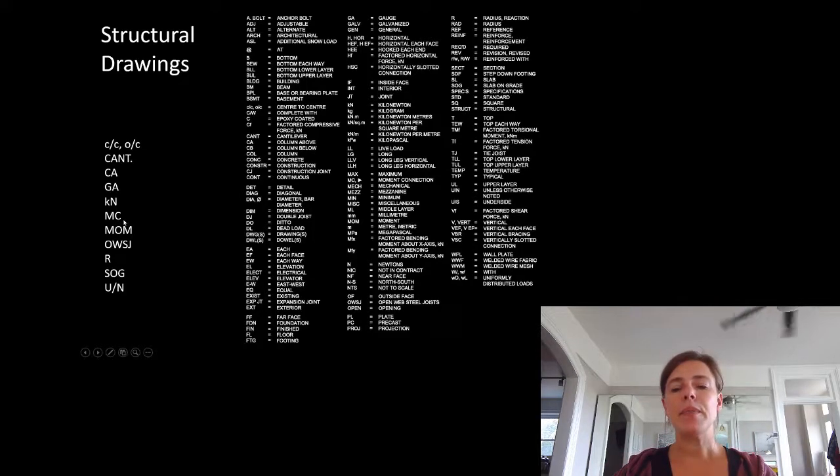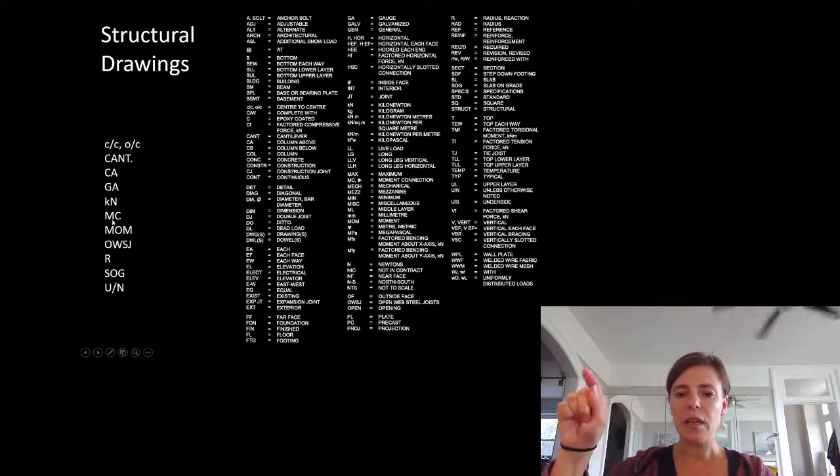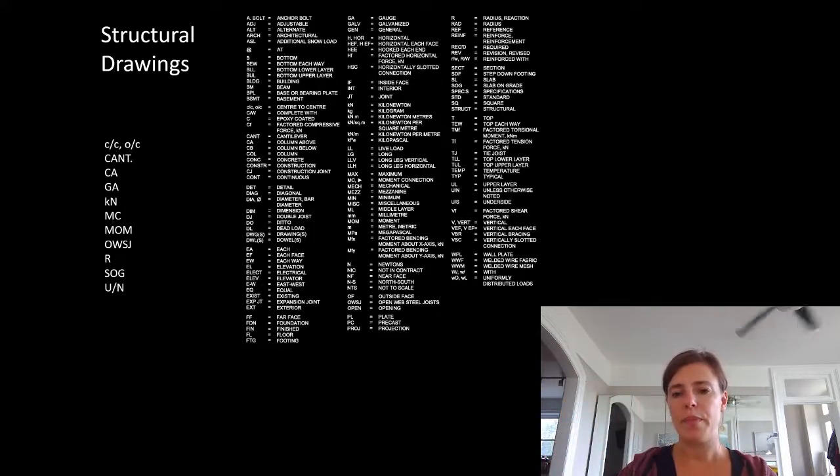If you see MC, it means moment connected. You'll often see a little solid triangle, which would also mean moment connection. Sometimes MOM, moment. OWSJ, open web steel joist. So those are our steel joists that you would see if you went into any Loblaws or Home Depot or Walmart and looked up at the ceiling. Often they have these repeated trusses. They look like small trusses, but they're mass produced and you get a bunch of them on a project and they're all identical doing the same job.